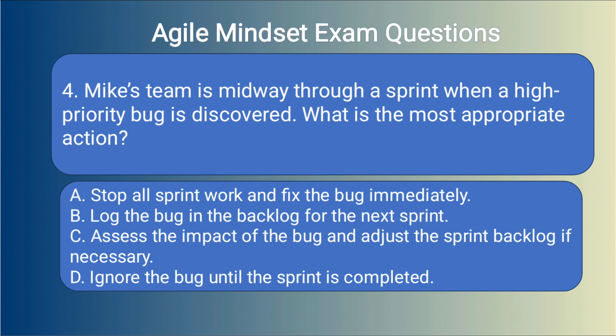4. Mike's team is midway through a sprint when a high-priority bug is discovered. What is the most appropriate action? A. Stop all sprint work and fix the bug immediately. B. Log the bug in the backlog for the next sprint.